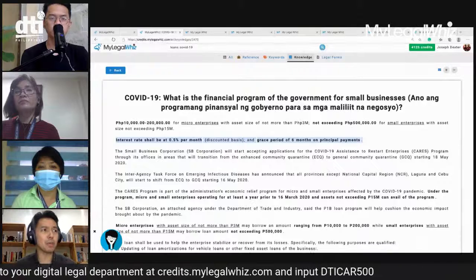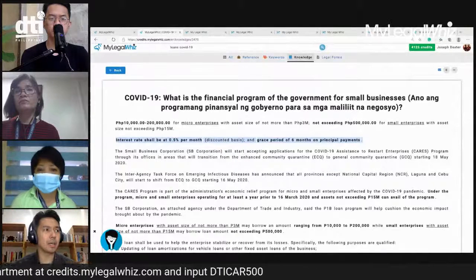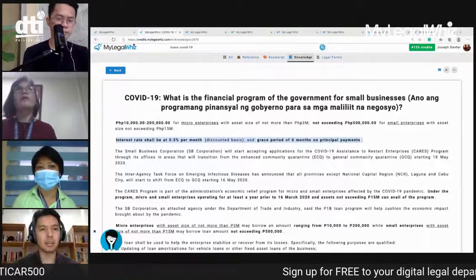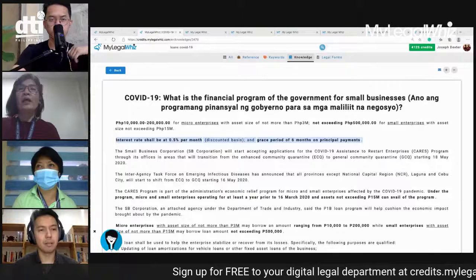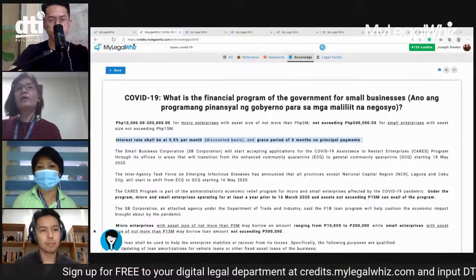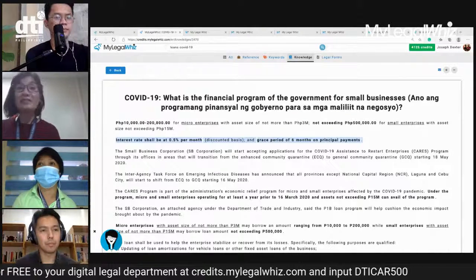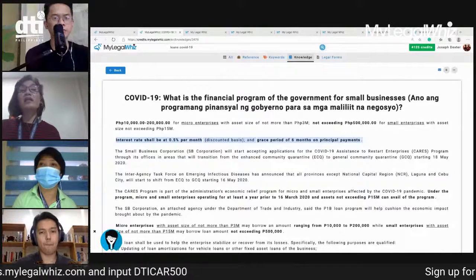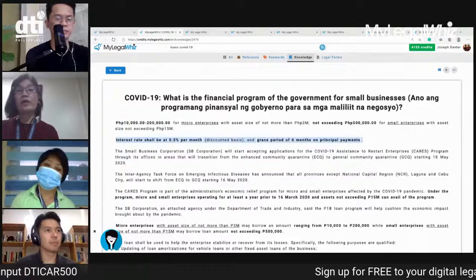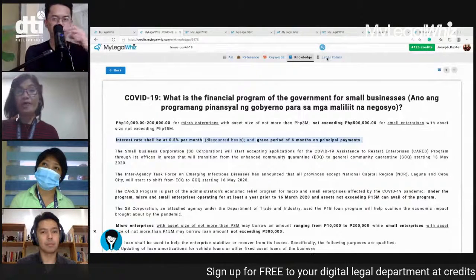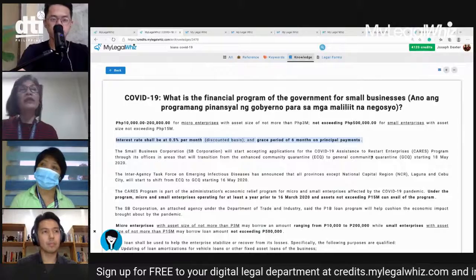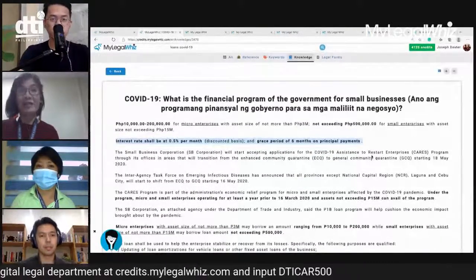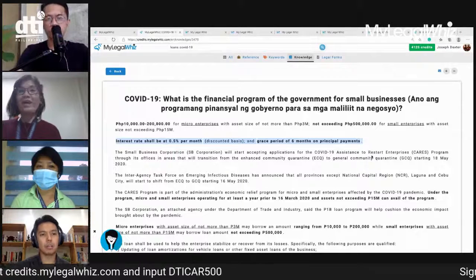So yung percentage po na nakatanggap ng loan po, meron po kayong data nun sa DTI CAR? Yung latest kasi, dito sa CAR lang ha, so I'm talking of the Cordillera. So we received the latest data of SB Corp, they received around 1,200 applications and to date they have given loans to about half of that. That's great. Half of that. That's great.